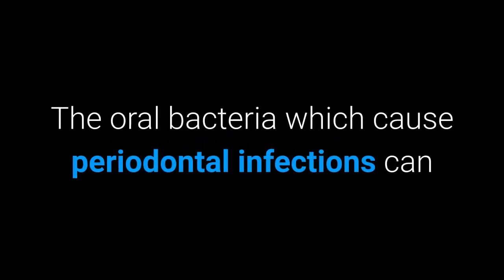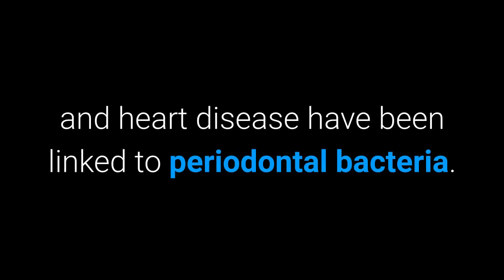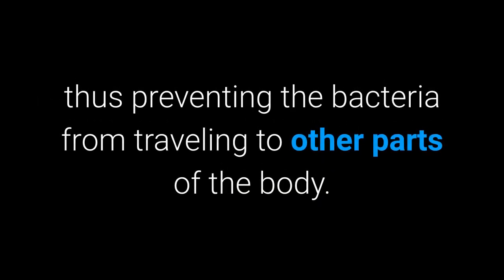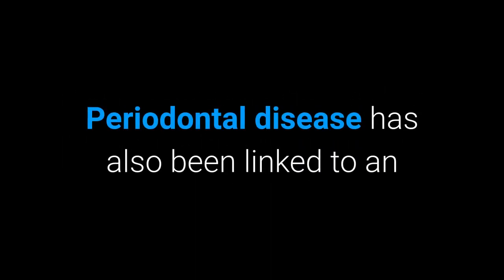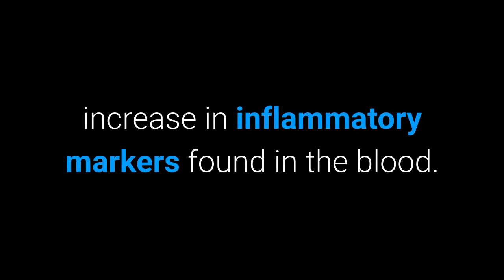Disease prevention. The oral bacteria which cause periodontal infections can travel via the bloodstream to other parts of the body. Research has shown that lung infections and heart disease have been linked to periodontal bacteria. Scaling and root planing removes bacteria and halts periodontal disease from progressing, thus preventing the bacteria from traveling to other parts of the body.